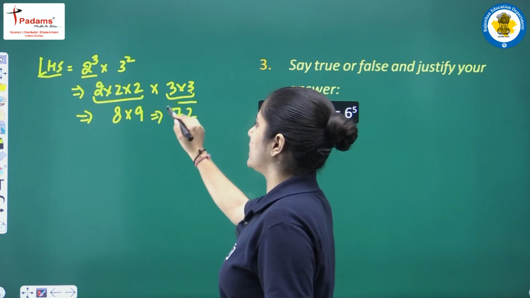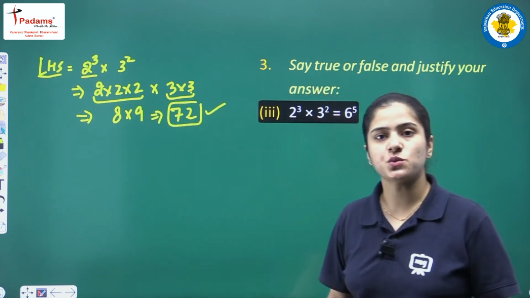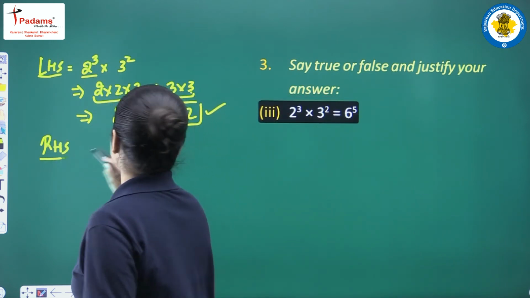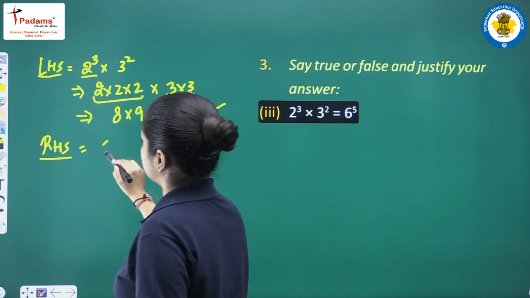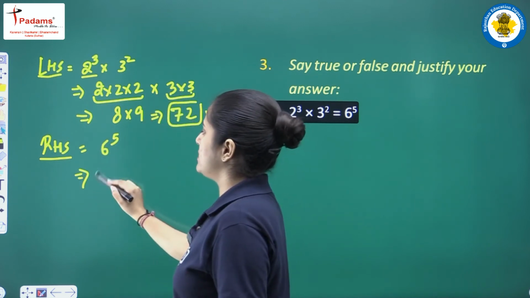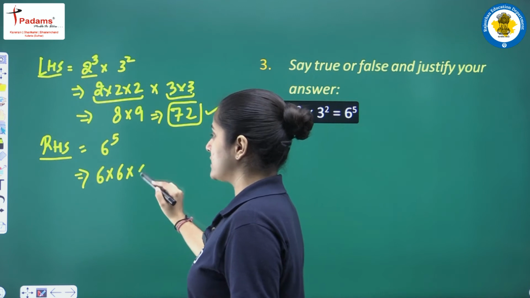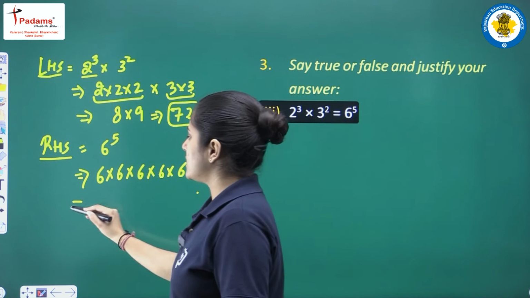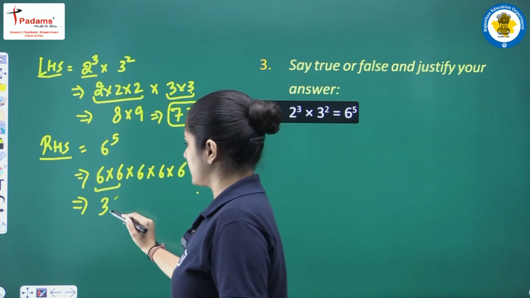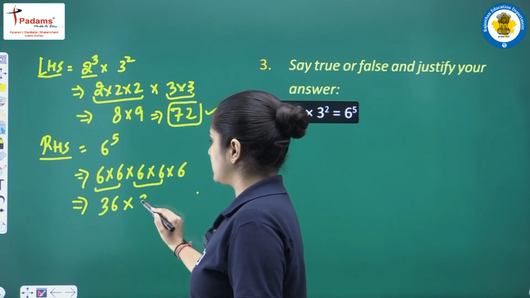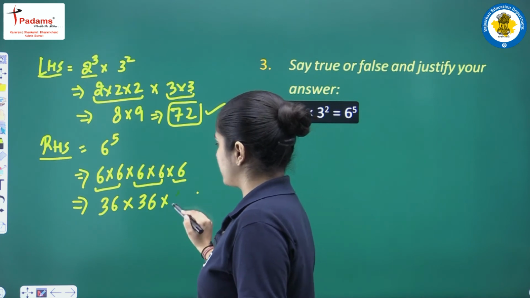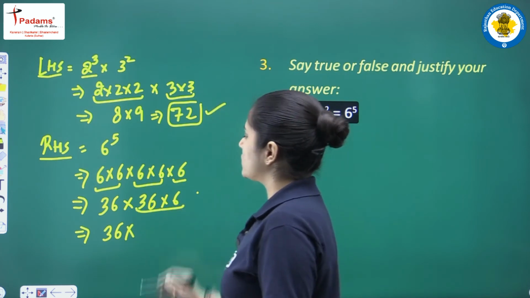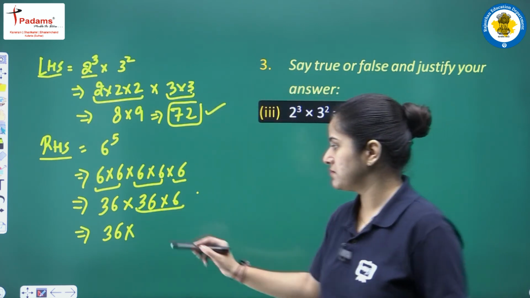तो लेफ्ट हैंड साइड कितना आ रहा है स्टूडेंट्स हमारा? 72 आ रहा है। अब राइट हैंड साइड देखते हैं, राइट हैंड साइड क्या है स्टूडेंट्स? 6 raised to power 5, 6 raised to power 5 means 6 into 6 into 6 into 6 into 6, right students? 6 into 6 is 36, 36 into 36 into 6. Now students 36 into 6 is 216.